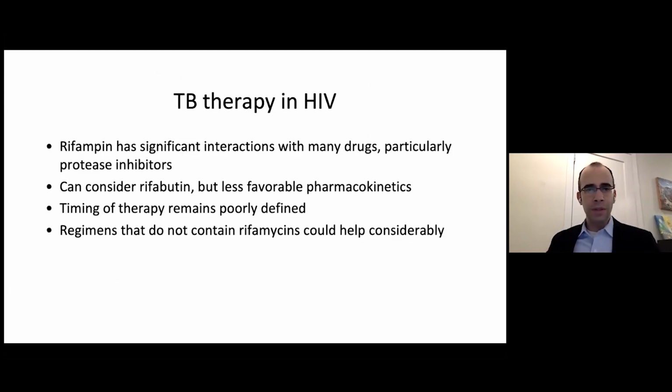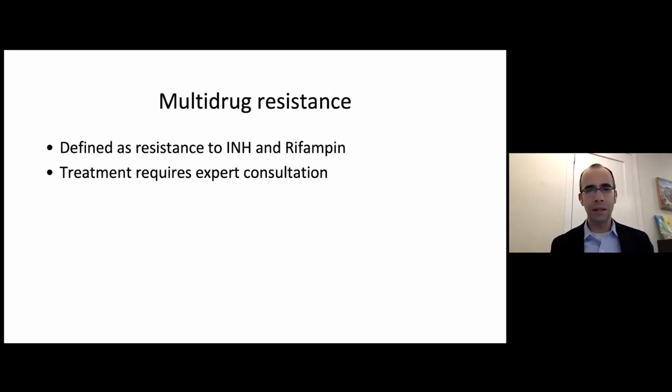I mentioned some of these points in HIV. So rifampin, because of drug-drug interactions in HIV with, for example, protease inhibitors, would be a reason to give rifabutin. The total timing or duration of therapy remains poorly defined as to whether patients with HIV would need 6 months or longer. And looking to the future, if there are regimens that don't contain rifamycin, those would really help treatment.